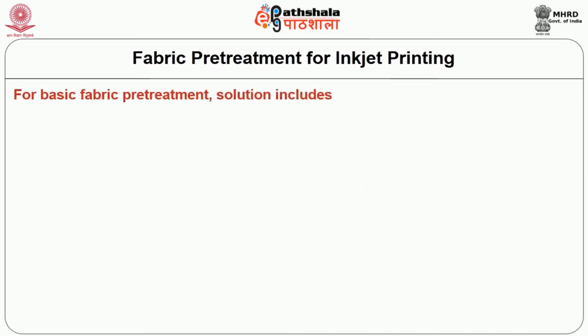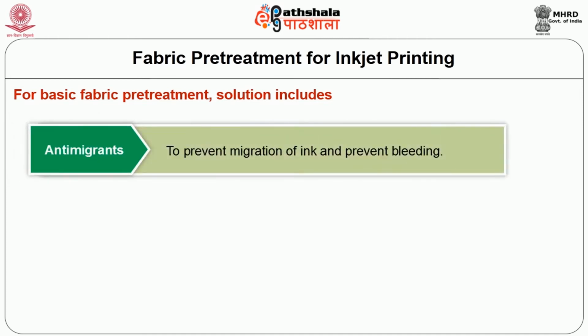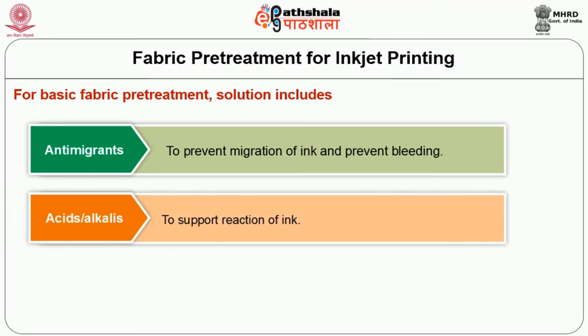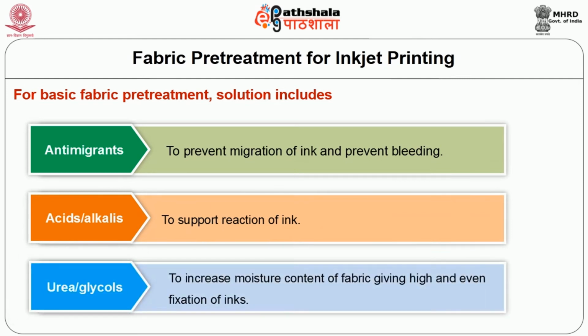For basic fabric pre-treatment, the solution includes anti-migrants. These are used to prevent migration of ink and prevent bleeding. Acids and alkalis are used to support reaction of ink. Urea and glycols increase the moisture content of fabric, giving high and even fixation of inks.